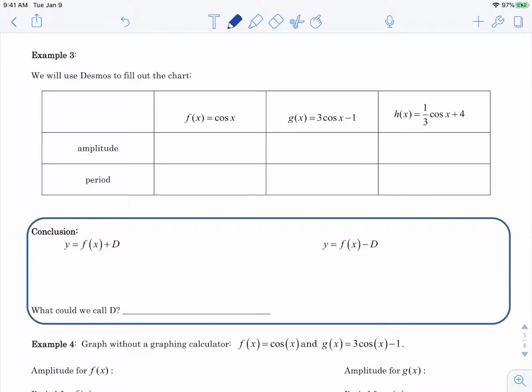All right, this video is going to discuss a different transformation. So the last one was your amplitude, which talked about if it was vertically stretched or compressed. But this one is going to talk about what happens when you add something onto the end.